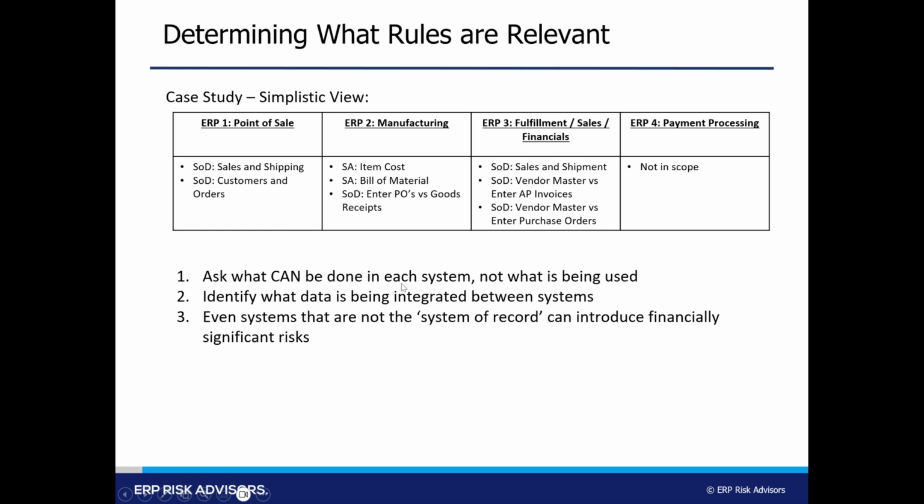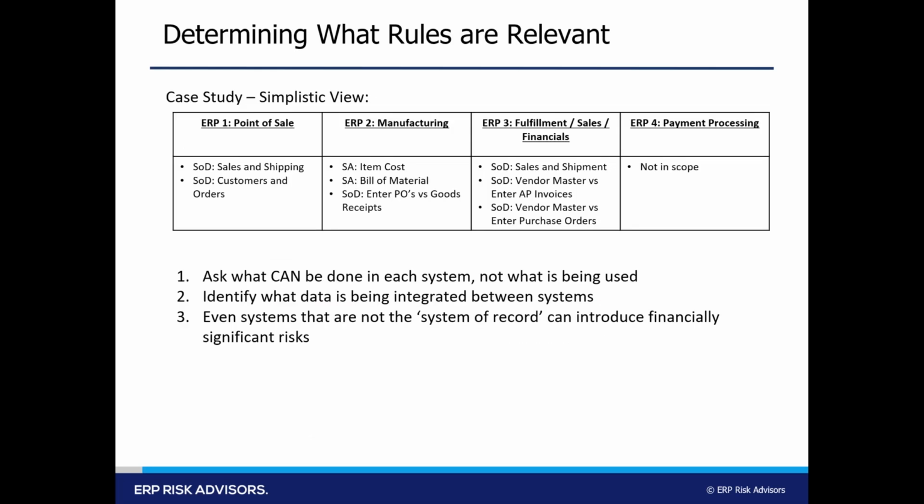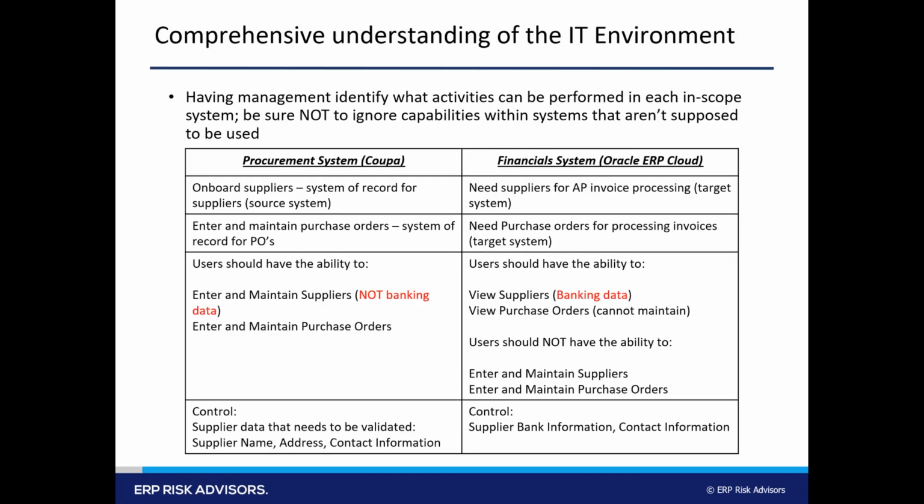when you're looking at a system, and I'll maybe go back to this scenario here, procurement, the Coupa and the ERP Cloud system, the question you really need to ask is what can be done in each system, not what is being used. And then talking about the integration of data between the systems, so identifying what the system of record is. So back to this example here, what can be done in ERP Cloud is onboarding suppliers and maintaining suppliers. What should be done is just managing banking data.